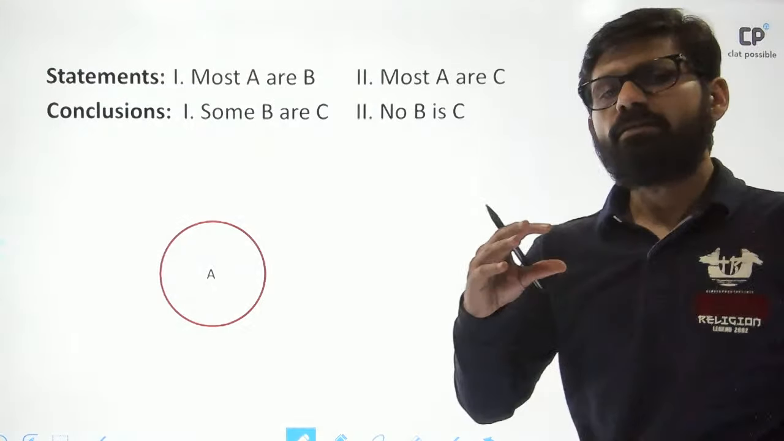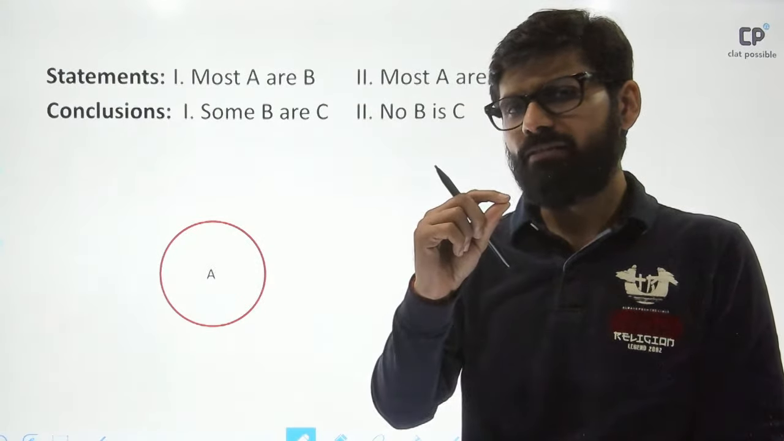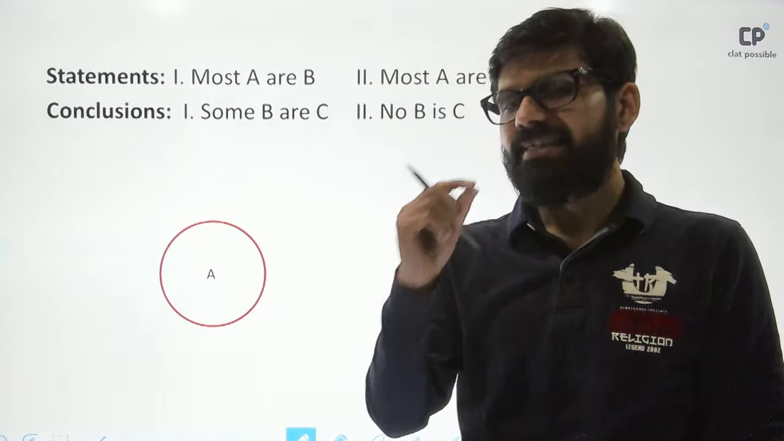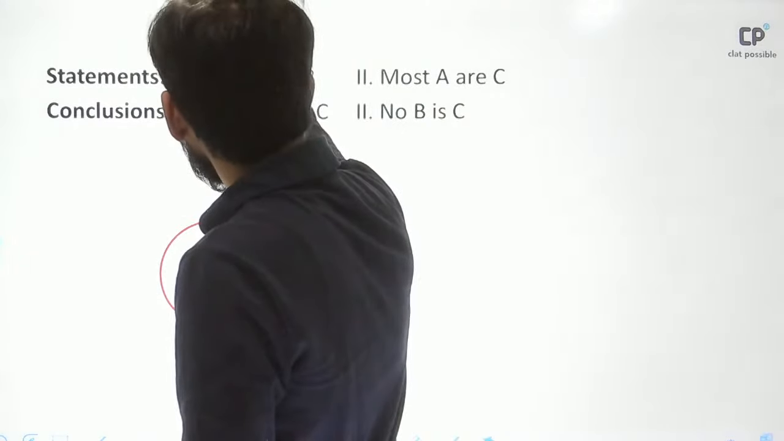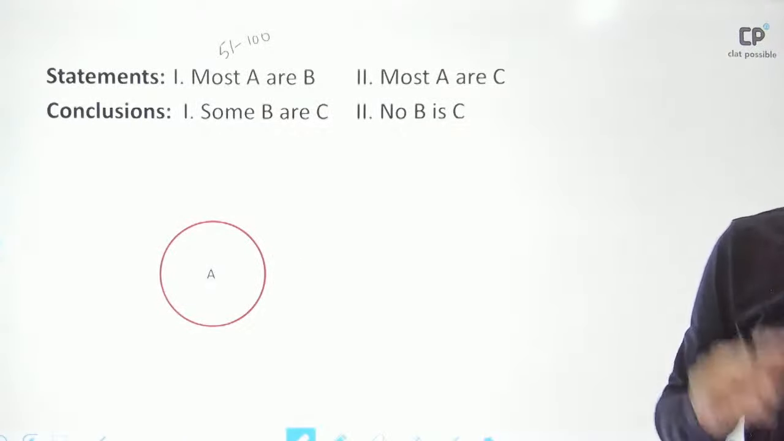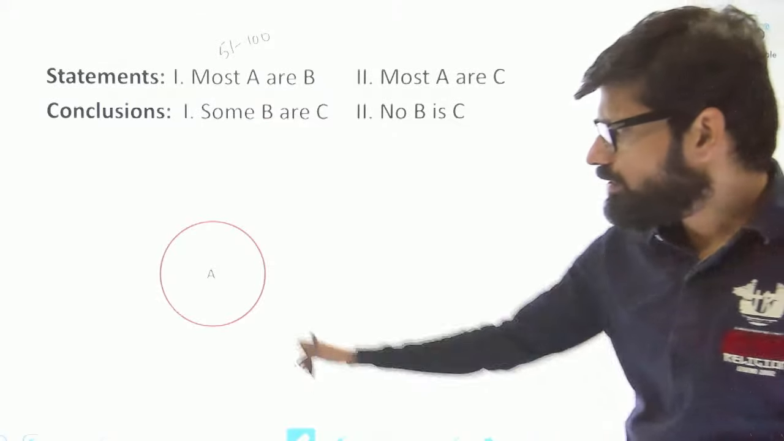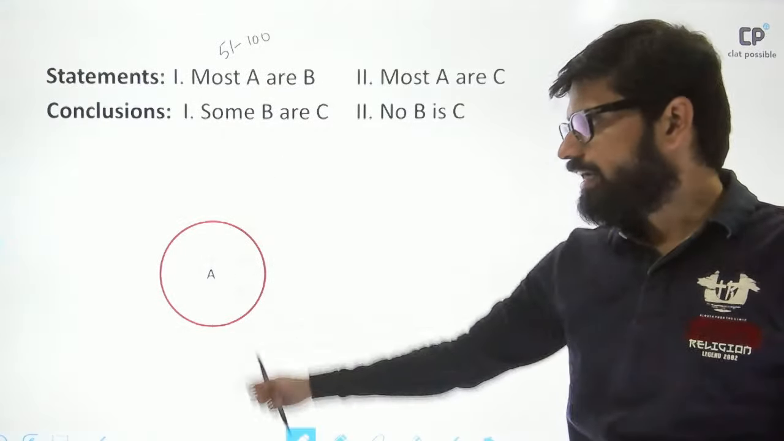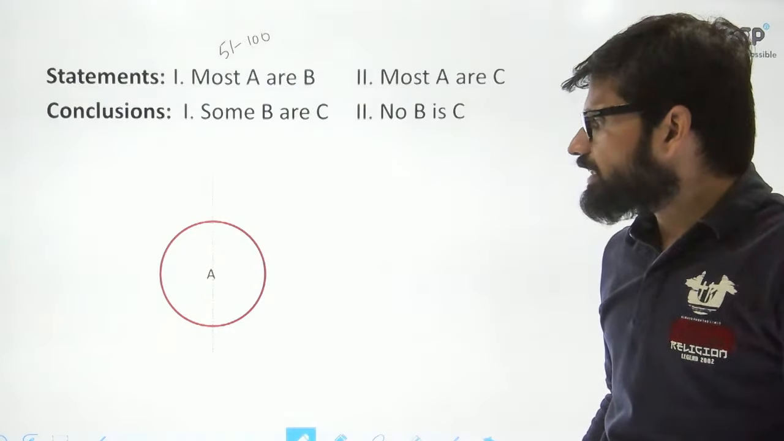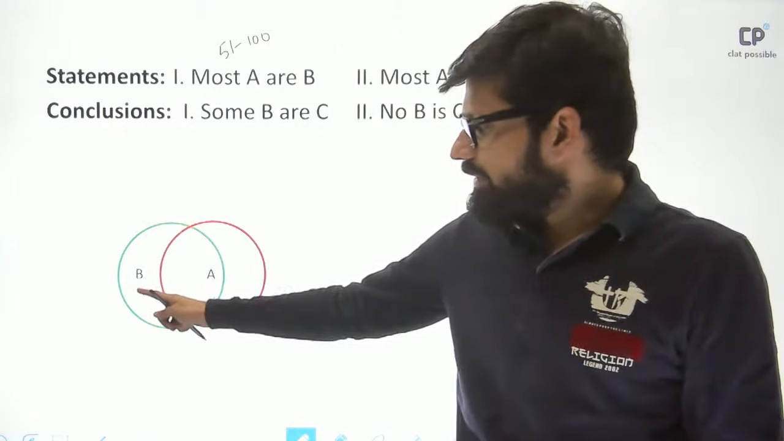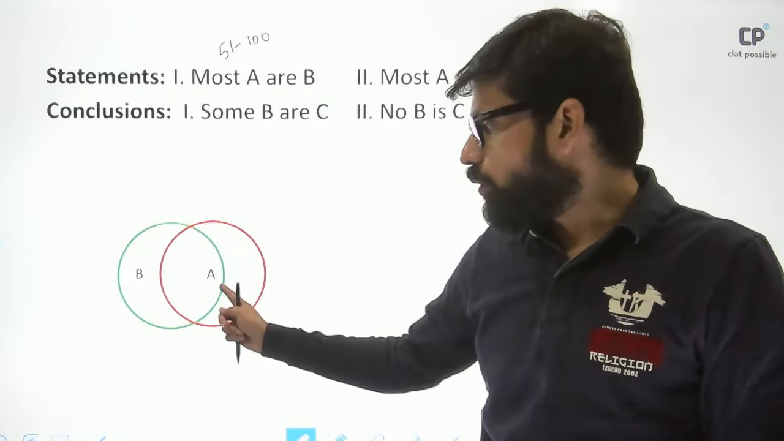Right. So most, that changes things. Why? Because in some we gave the number 1 to 100, at least 1, maximum 100. Most is greater than 50. Greater than 50 means most has a minimum of 51, maximum 100. So it changes things. Let's see how. When we said most A are B, I drew a line halfway into the circle, right in the middle of the circle. Now, when it says most A are B, I have to ensure that B crosses this halfway mark, because most A are B.